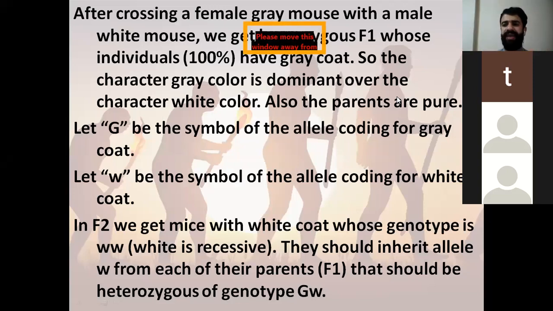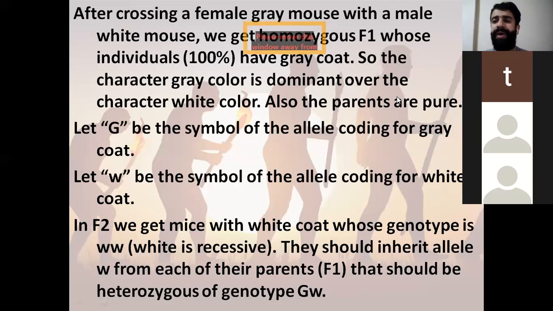What do I mean by homozygous? All of them have the same phenotype. All of them have a gray coat. So the gray coat color allele is dominant over the character of the white color. And the parents are pure. Here, I identify which one is the dominant and which one is the recessive.